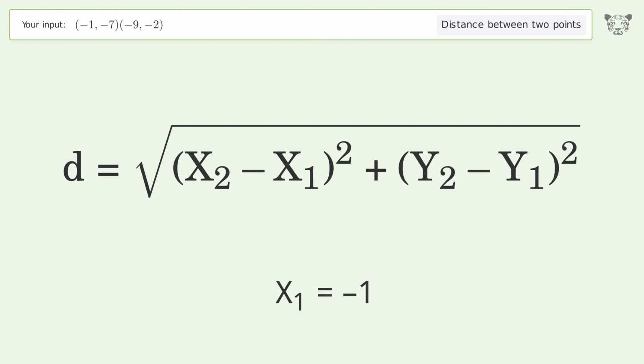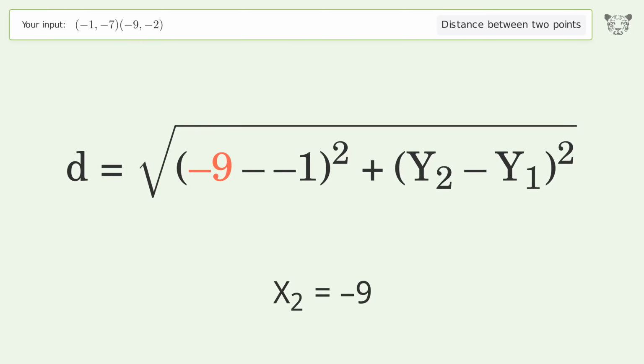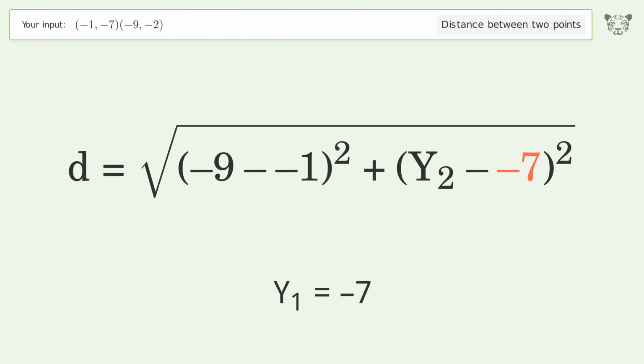x1 equals -1. x2 equals -9. y1 equals -7. y2 equals -2.